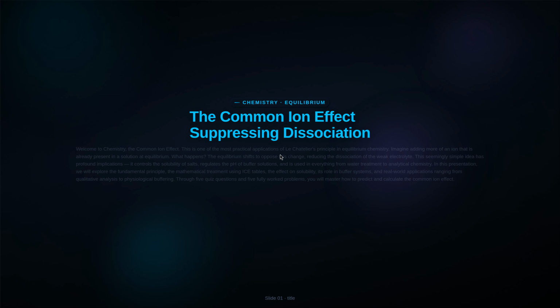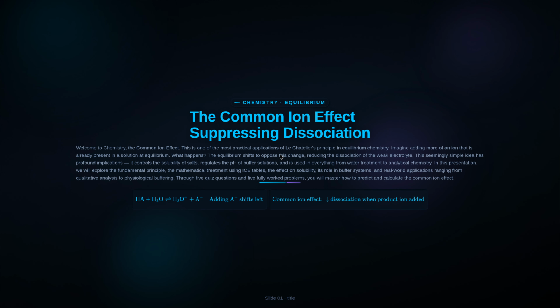Welcome to chemistry, the common ion effect. This is one of the most practical applications of Le Chatelier's principle in equilibrium chemistry. Imagine adding more of an ion that is already present in a solution at equilibrium. What happens? The equilibrium shifts to oppose this change, reducing the dissociation of the weak electrolyte.